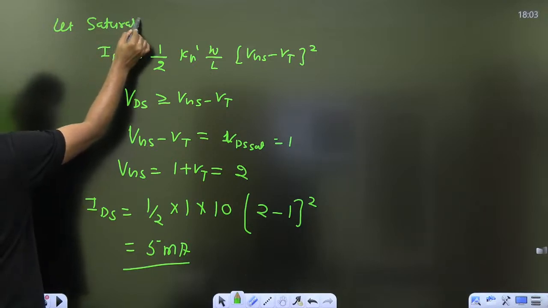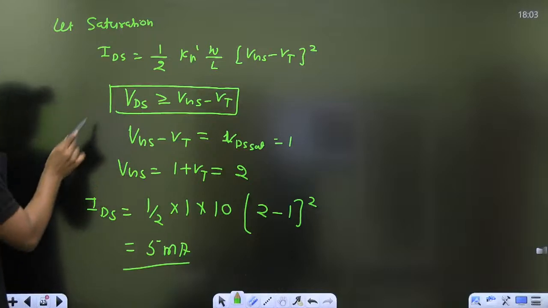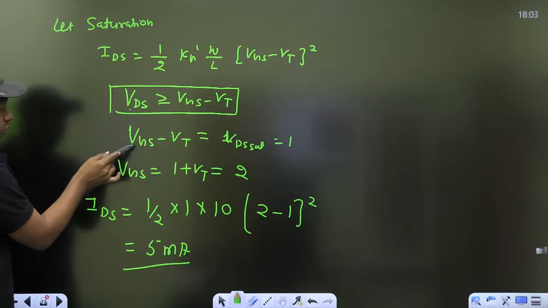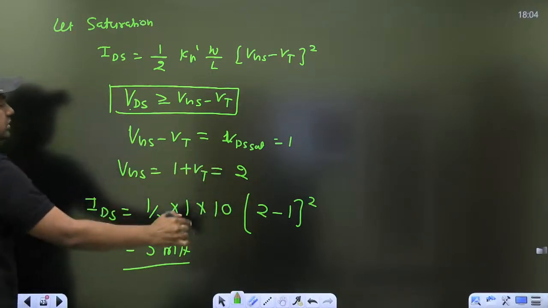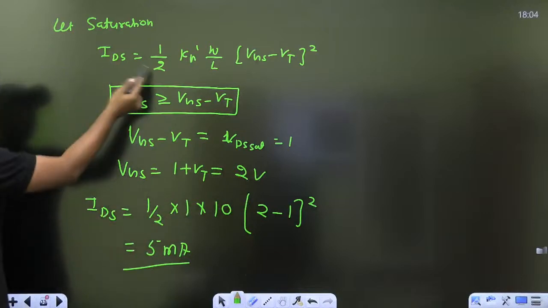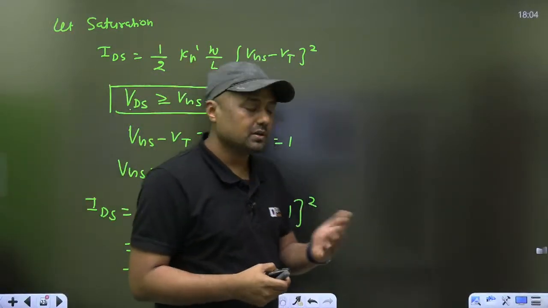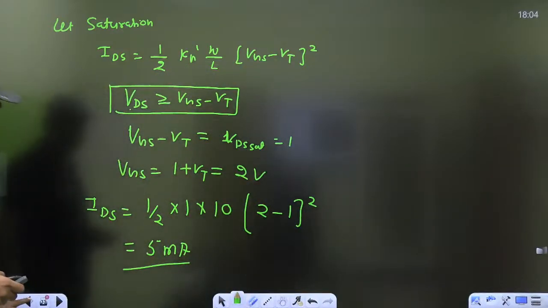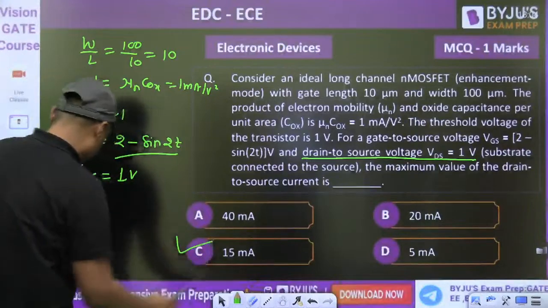When it is in saturation, there is one condition: VDS should be greater than or equal to VGS minus VT. VDS is fixed, so you can use the maximum value of VGS, which is 2 volt, not more than that. When I am putting the 2, I am getting only 5 milliampere. So what is the maximum current? 15 milliampere, that is in triode region. Okay, any doubt? The answer is 15 milliampere.